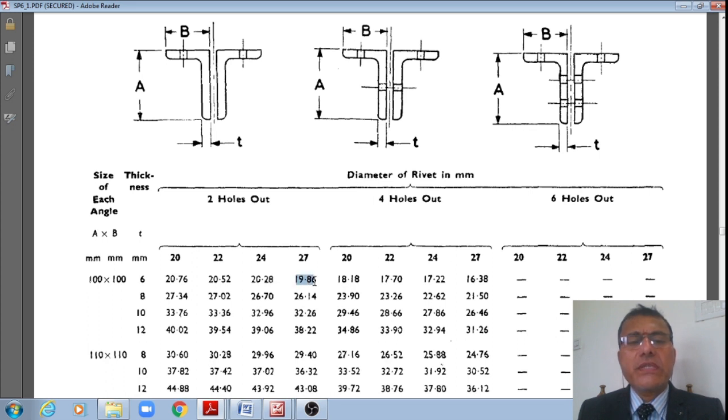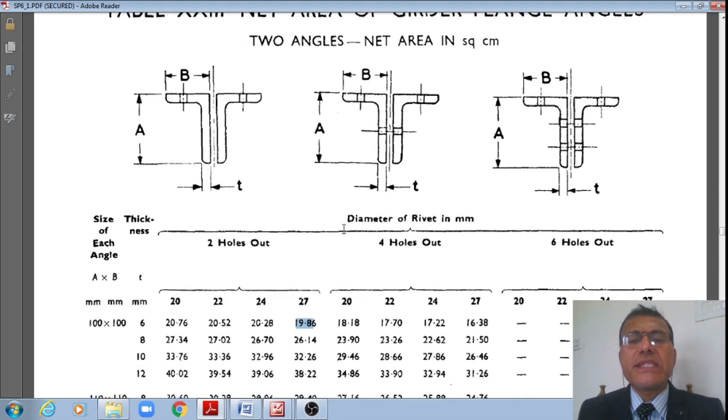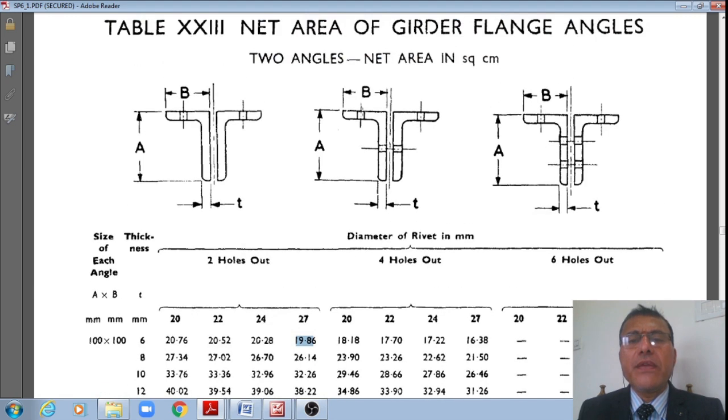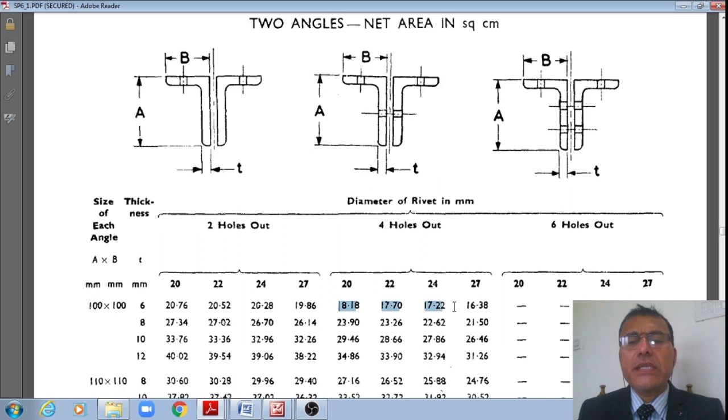That is for 27, same ISA 100 by 100 by 6. After deduction of 27, meaning 27 plus 1.5, 28.5 diameter of hole, it furnishes 19.86 square centimeter, like that. If we have four rivet hole deduction, students, now you can see the areas are varying from 18.18 to 16.38 for diameter of the rivets or bolts 20 to 27, right?